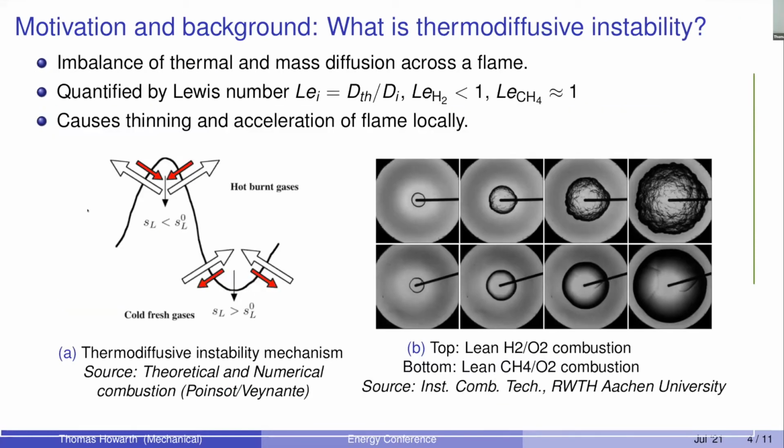Locally, as well as moving faster, it also is thinner. Although we view a flame as being infinitely thin, like a surface, it does have a characteristic thickness, usually on the order of a few hundred microns. What this instability does is accelerate the flame, and it also makes it thinner.